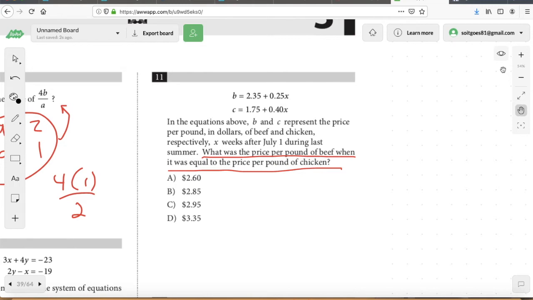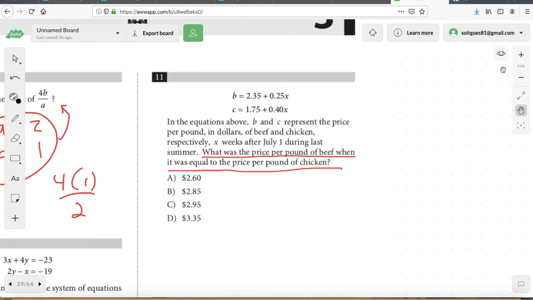And I'm looking at the answer choices. They're all relatively small values. We're not talking hundreds of dollars here. The highest value is $3.35, which means x is going to be a small value. In fact, x can't be bigger than 4, because looking at that top equation, when x is 4, that would give me $3.35. So it's got to be something between 0 and 4. 0 won't work, because we're talking about x weeks. I'm just going to plug in values there. I could set both equations equal to each other and do the algebra here, but let's just deal with some basic arithmetic instead.